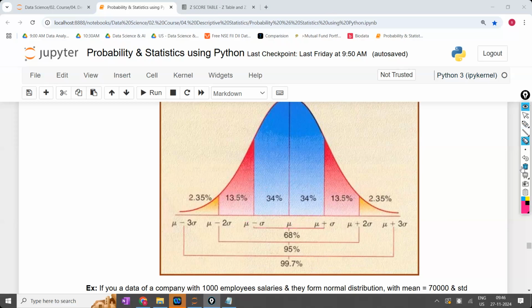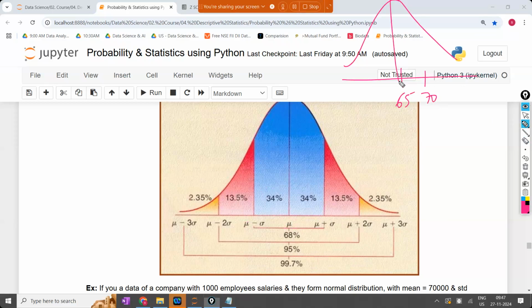Sir, for example, let me try one more example where the mean value is 65 and the standard deviation is 5. Now, what is the distance from 65 to 70? The distance is 5. What is the probability? It is going to be 0.34. Fixing mu at the center value of 65, and this is 70, in between you are going to get 0.34.